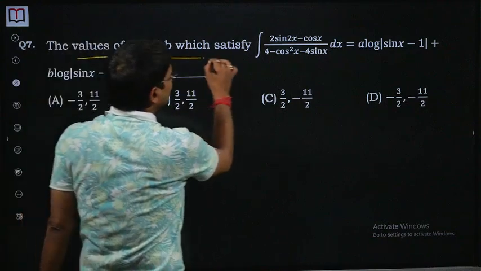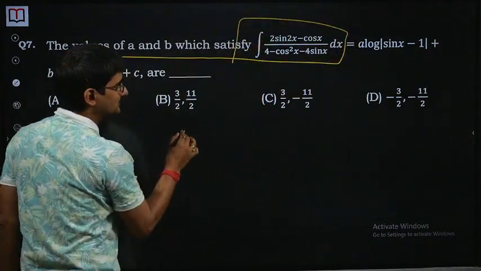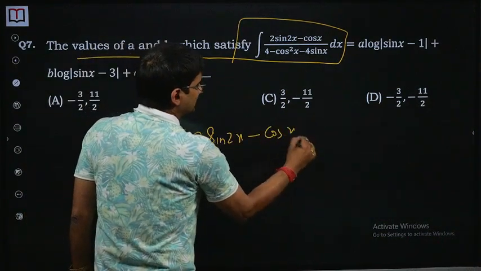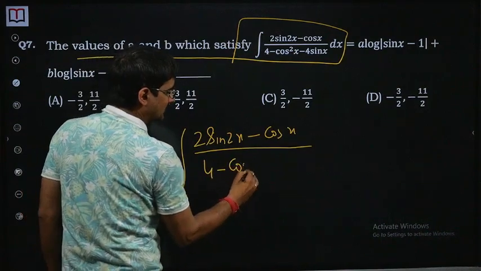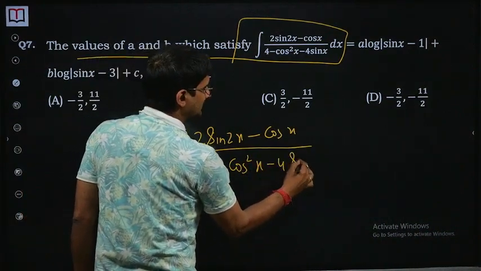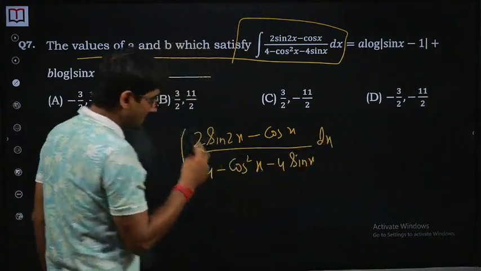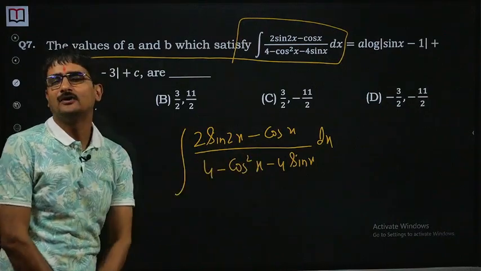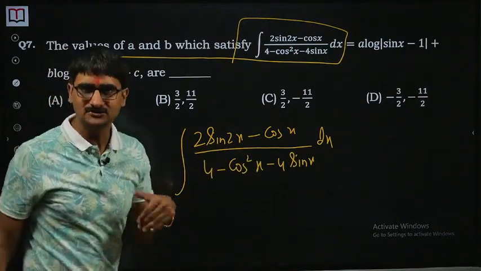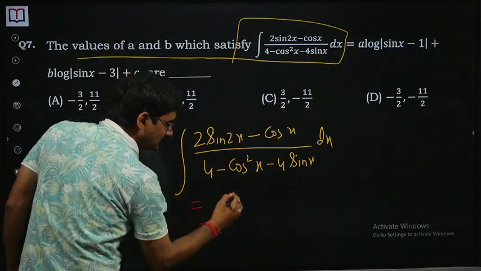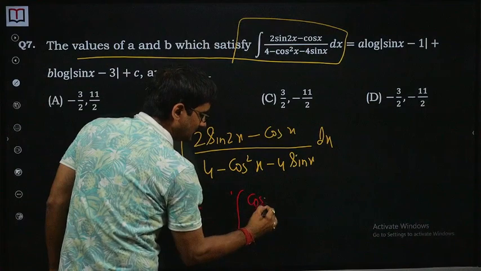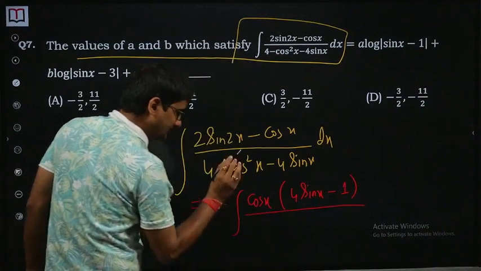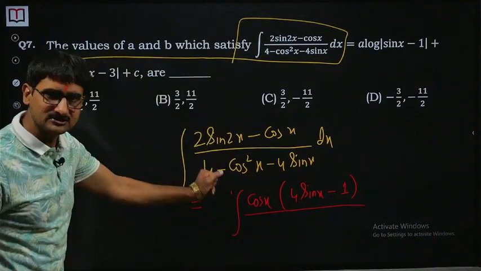Now the values of a and b for which this, so the integral is (2 sin 2x minus cos x) upon (4 minus cos square x minus 4 sin x) dx. So we have to just integrate it. The first thing I can see here is I can take cos x common from the numerator, because I will write sin 2x as 2 sin x cos x, and then you have cos x common, so it's (4 sin x minus 1) upon, and then I will write this cos square x as c.